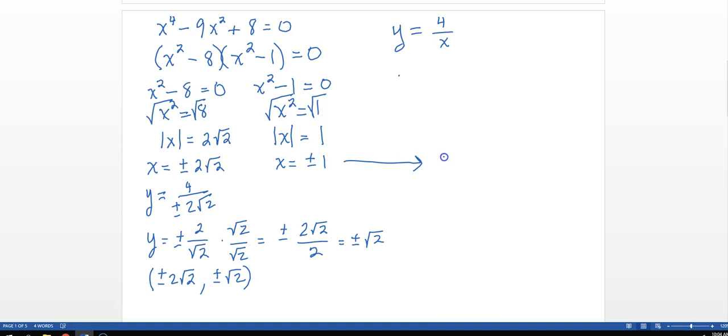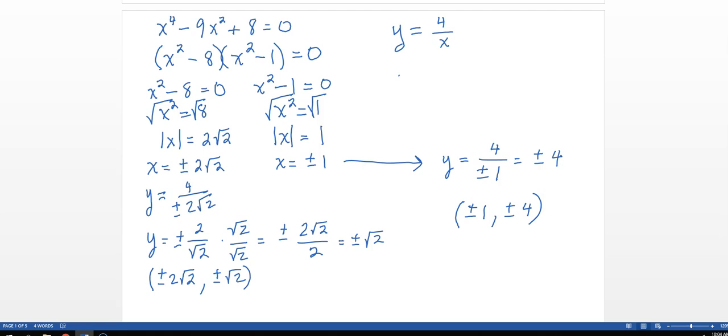So when x is equal to plus or minus 1, I get 4 over plus or minus 1, which equals plus or minus 4. Therefore, my other two solutions would be plus or minus 1, comma, plus or minus 4. So that's a total of 4 solutions.